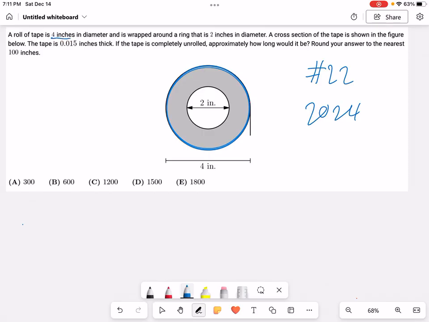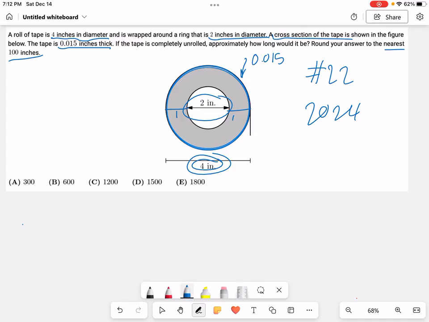A roll of tape is 4 inches in diameter and is wrapped around a ring that is 2 inches in diameter. So then this part will just be 1, because this part's going to be 1 and so is this part. So that 1 plus 2 plus 1, that's going to be 4. Okay, and the tape is 0.015 inches thick. So I've drawn this blue border that wasn't originally in the question to make it easier to understand. So this is just going to be 0.015. Okay, and this is a cross section of the figure, by the way, which means we can see it from the side. If the tape is completely unrolled, approximately how long would it be? Round your answer to the nearest 100 inches.